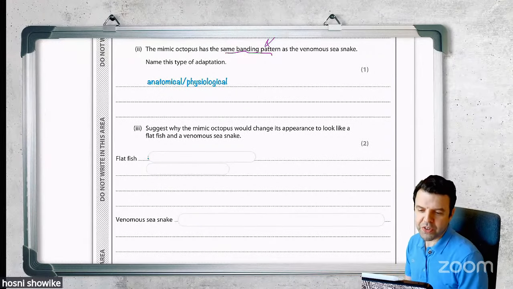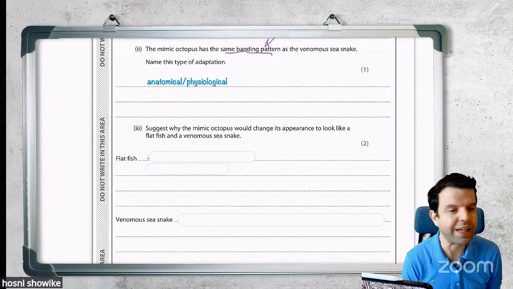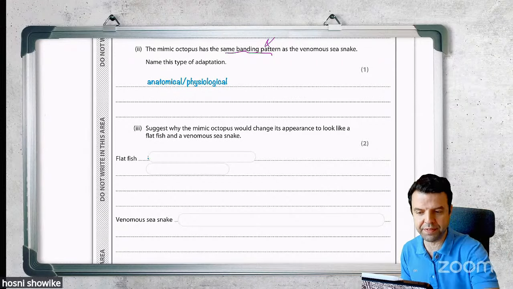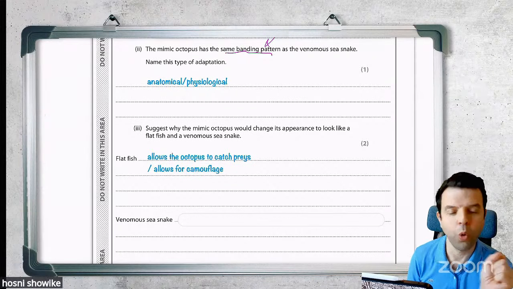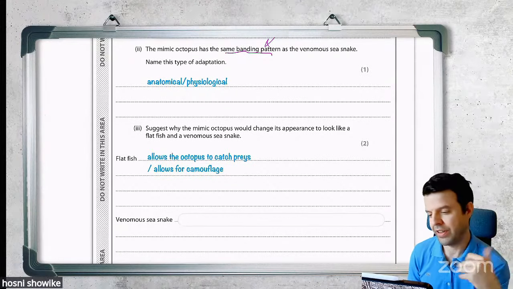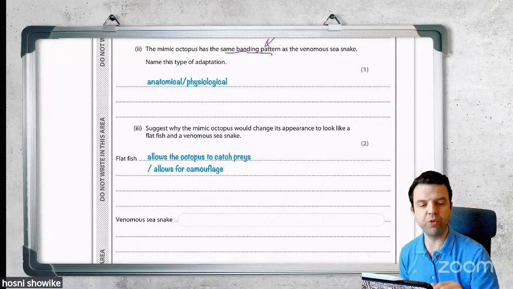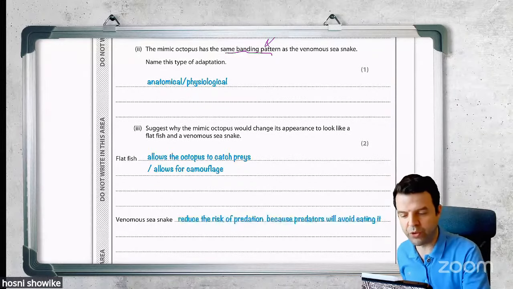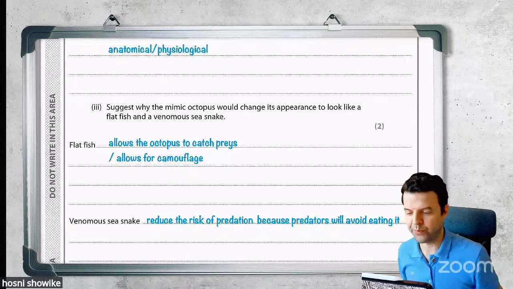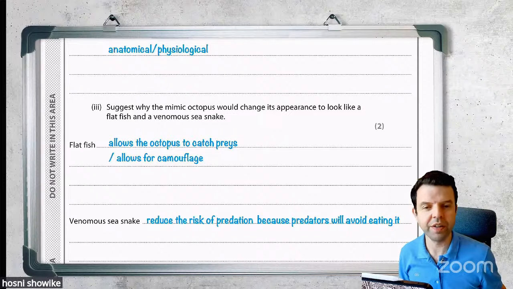Why would this octopus change its appearance like a flatfish? We said this is to attract other fish so it can hunt them, or to just hide. And when it wants to be avoided, it would turn into that venomous snake.